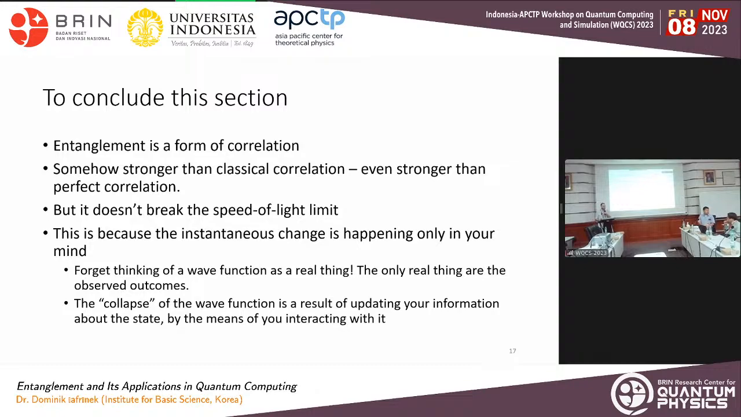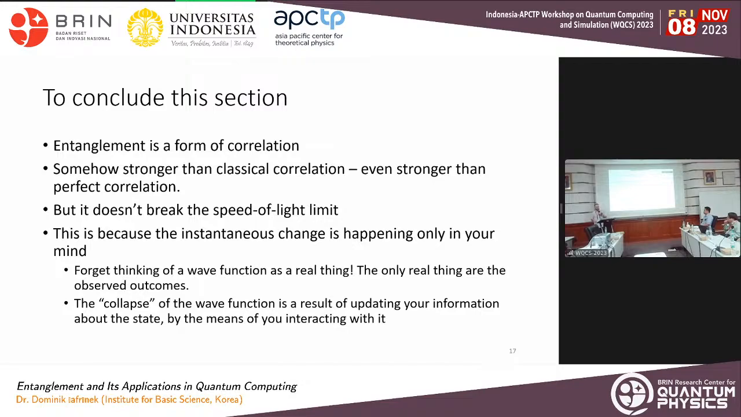Yeah. You said that there is no transfer of information with the collapse, so the collapse of the state is not visible. Yeah, exactly. Because the collapse only happens in your mind, in your information. So Alice measures something, she gets an outcome, and given this outcome, she updates her information about the system.